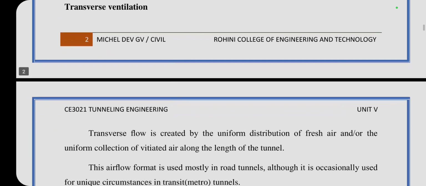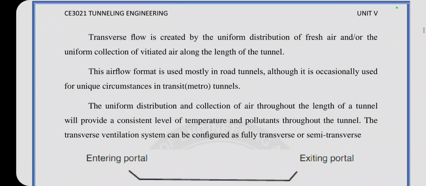Transverse ventilation. The transverse flow is created by the uniform distribution of fresh air and the uniform collection of vitiated air along the length of the tunnel. This airflow format is usually used in road tunnels, although it is occasionally used for unique circumstances. This uniform distribution and collection of air throughout the length of the tunnel will provide a consistent level of temperature and pollutants through the tunnel.